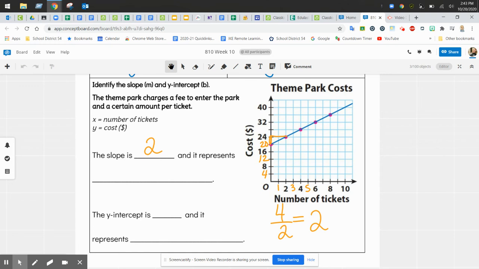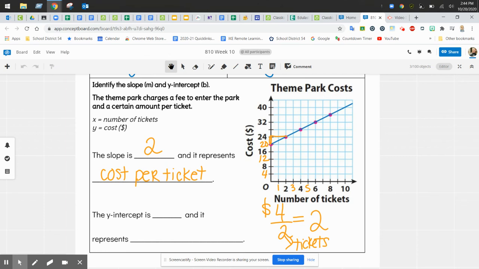rise over run. The 4 represents the cost, and 2 represents the tickets. So if it's $4 per 2 tickets, we simplified it to 2. So it's $2 per ticket. So the slope is 2, and it represents the cost per ticket.